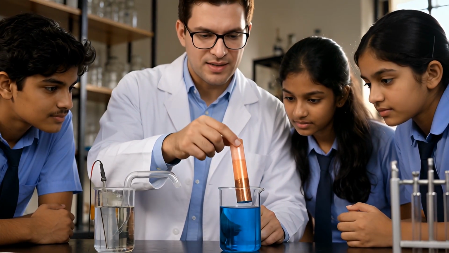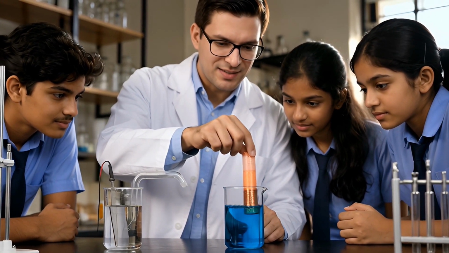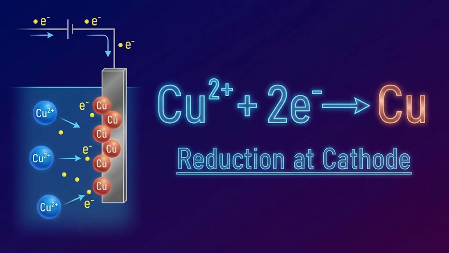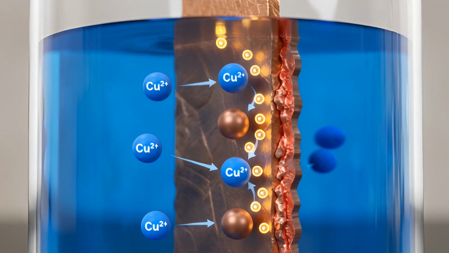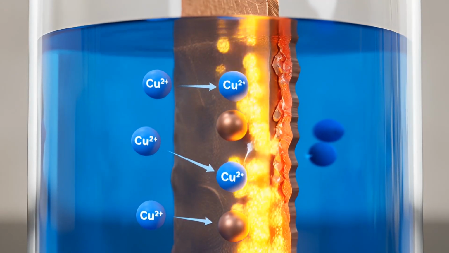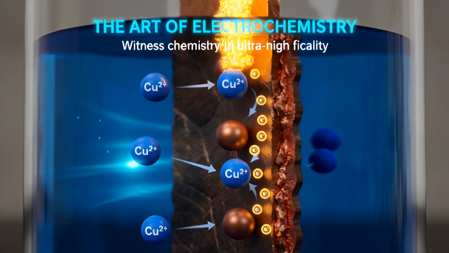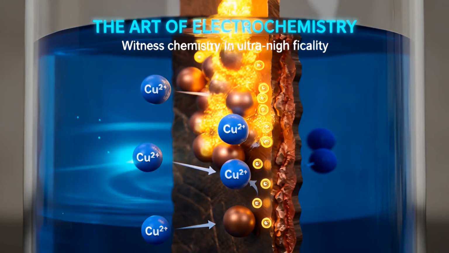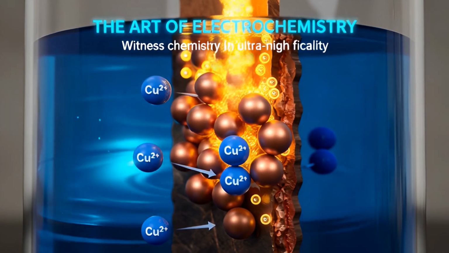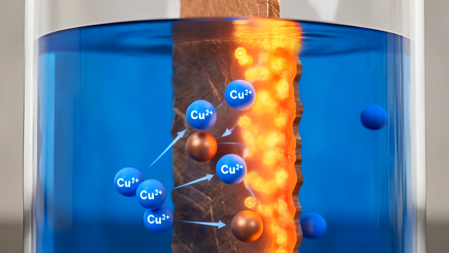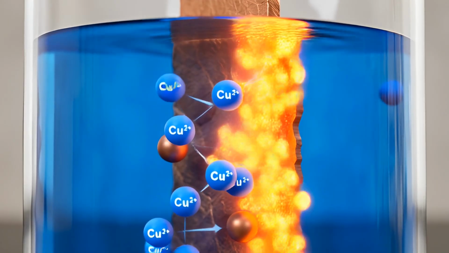Listen to the fourth question. Which is the cathode in a Daniell cell? And what happens there? Copper electrode is the cathode. Reduction happens there. Copper ions gain electrons and become copper atoms. Copper collects on the cathode as a visible deposit. Cathode means reduction. Keep this connection in your mind. Oxidation at the anode, reduction at the cathode.